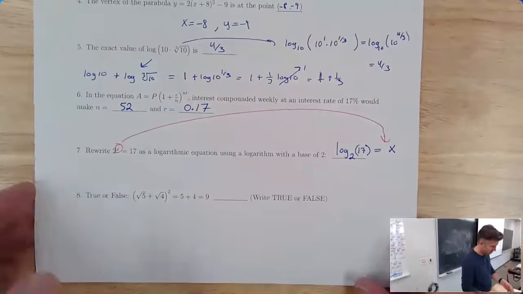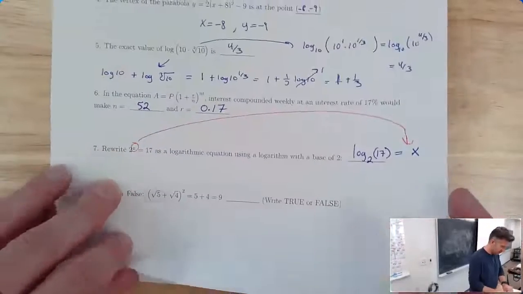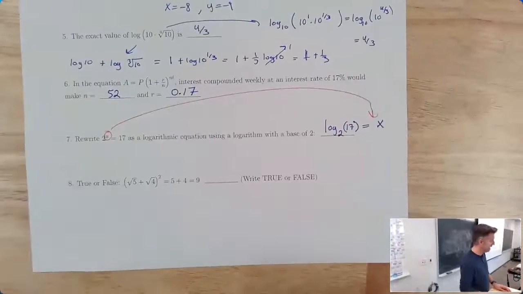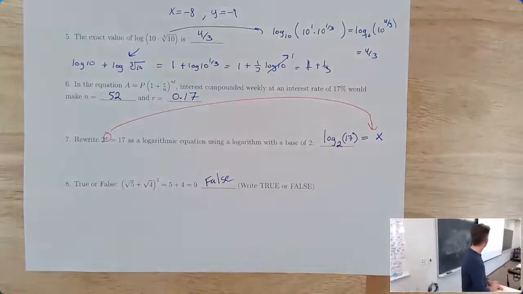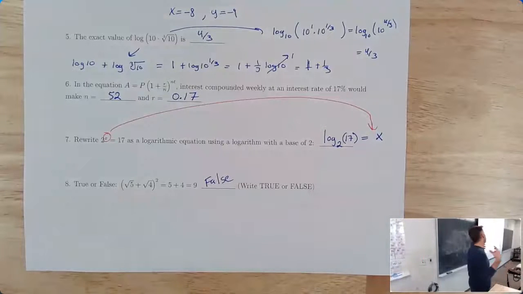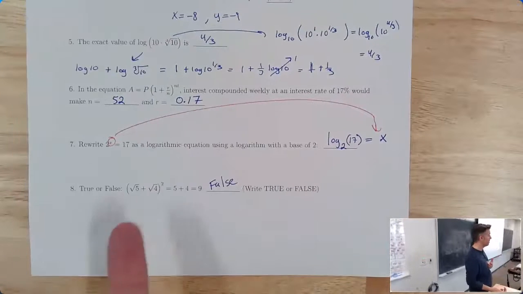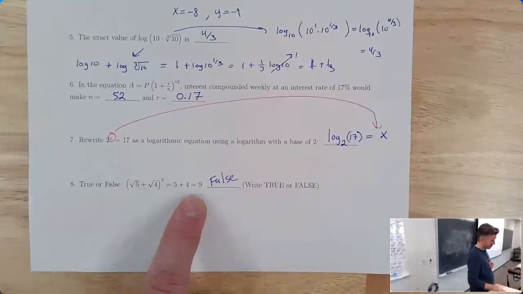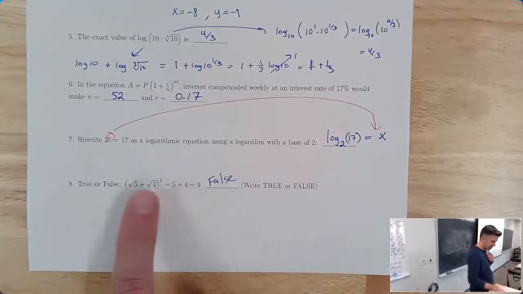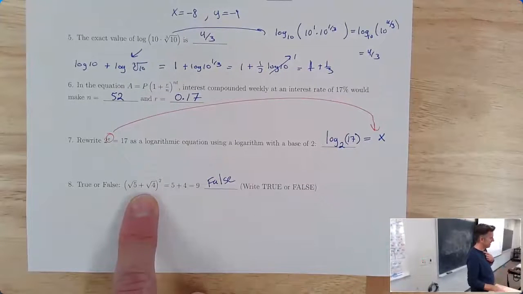Finally, on this first page, true or false? The square root of 5 plus the square root of 4, squared, is 5 plus 4, which is 9. And that is 100% false. It is very, very false. I want you all to know this deep in your hearts. When you square this thing, well, let me ask you a different question. Something squared equals 9, what should the something have been? What number do you square to get 9? 3. But the square root of 5 plus the square root of 4 is definitely not 3.